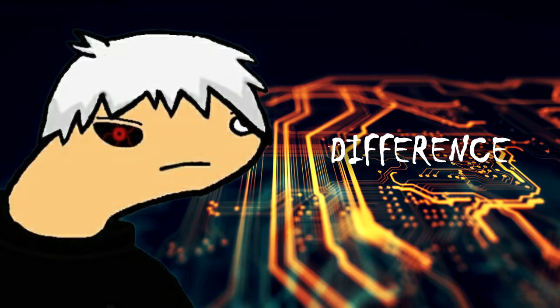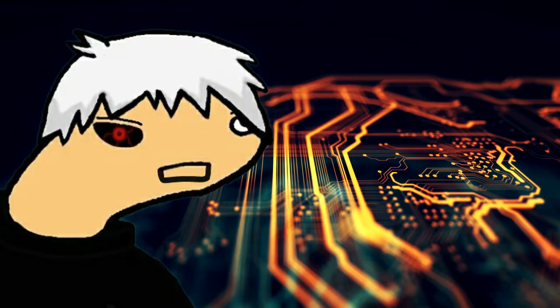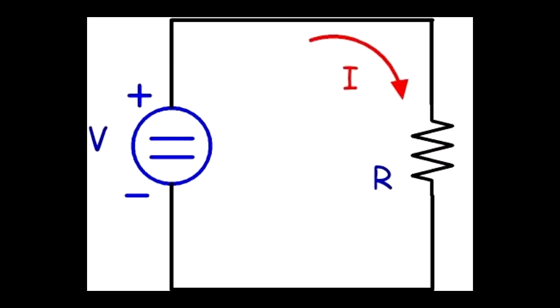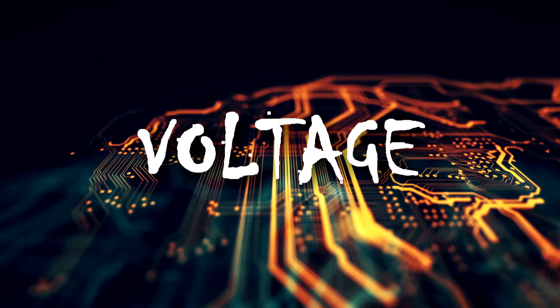Anyways, what's the difference between voltage and current? Basic answer for this is that voltage is basically electric potential between two points and current is flow of charge in a circuit. Let's measure voltage first.